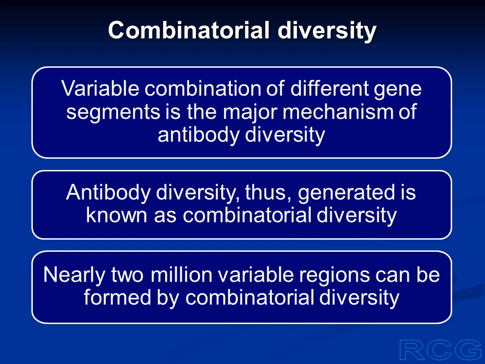This diversity, which occurs because of gene rearrangement, or which occurs because of variable combination of different gene segments, is known as combinatorial diversity, and this is the major mechanism by which antibody diversity arises. And it has been calculated that in human beings, nearly 2 million different variable regions can be formed by combinatorial diversity.